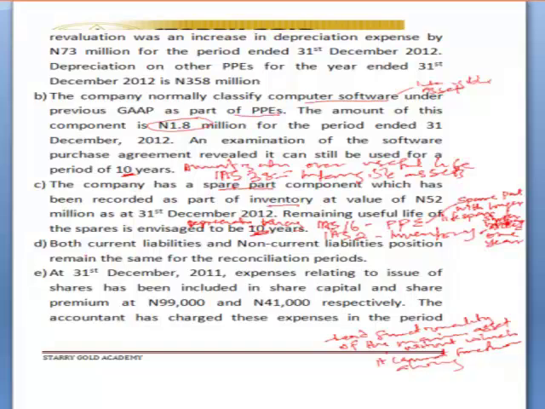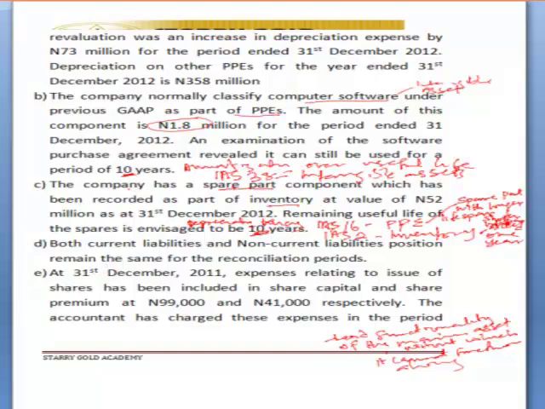Now, on part D, both current liabilities and non-current liability positions remain the same for the reconciliation period. So it means no adjustment affects your current liability and your non-current liability.